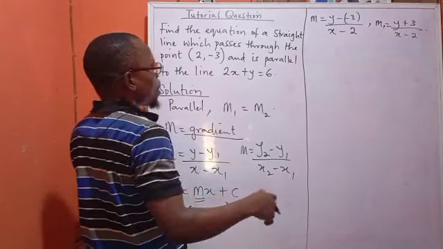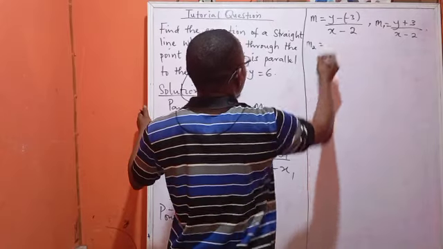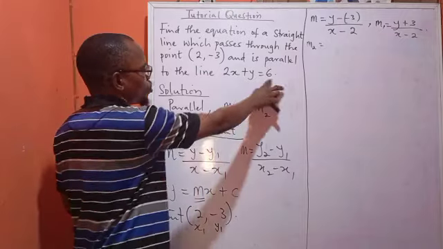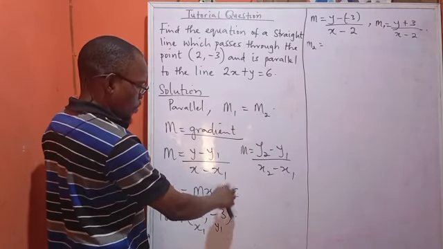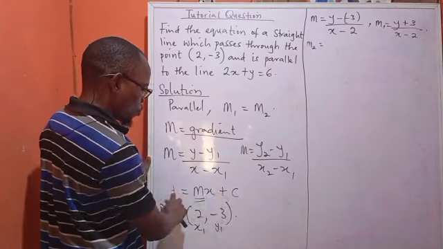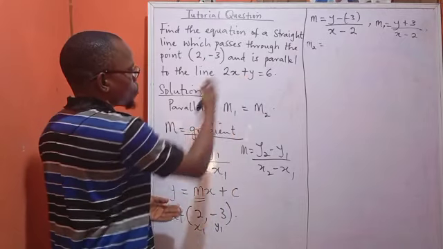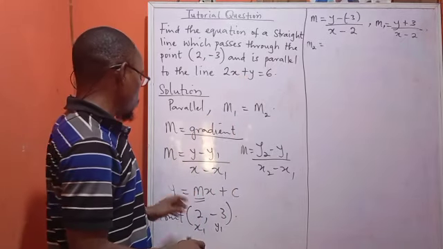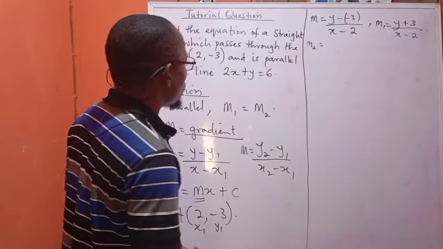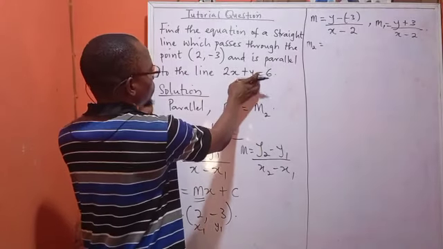So for us to get our m2, we will now make use of this equation, because we can't use the other one since there is no y2 and x2. This is what we make use of, because it is just like a replica of what we have here. All we need is to make y the subject of the formula, and we are good to go.